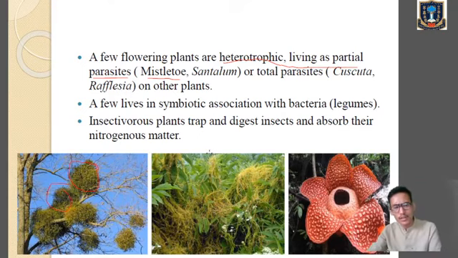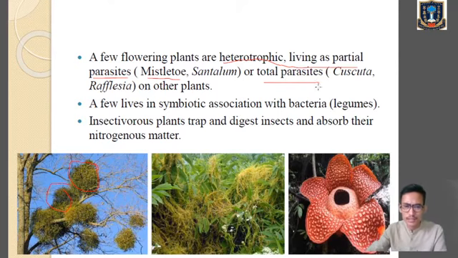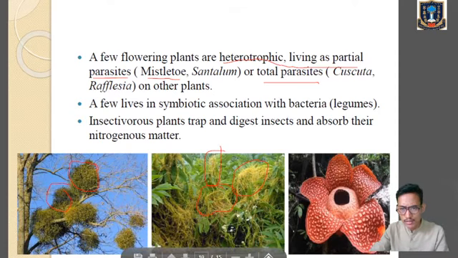Or you can see the total parasites, which are totally dependent on another plant. Example, cuscuta. You can see this yellowish one over here, not the green plant. This is the cuscuta. So they are total parasites on the body of another plant. And Rafflesia, the largest flower, is also a total parasite.